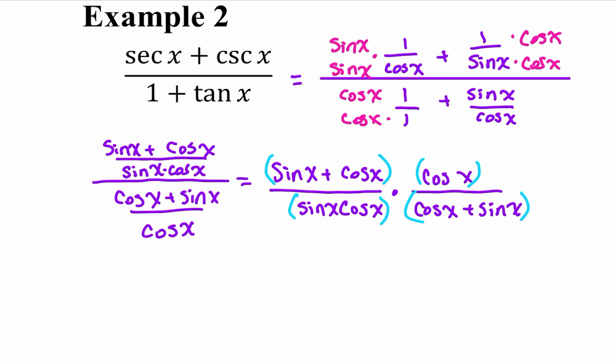So that leaves us with cosine on top over sine x, cosine x on the bottom. And I can see there's something else that cancels, this cosine. And I end up with 1 over sine, which is the same thing as cosecant of x.